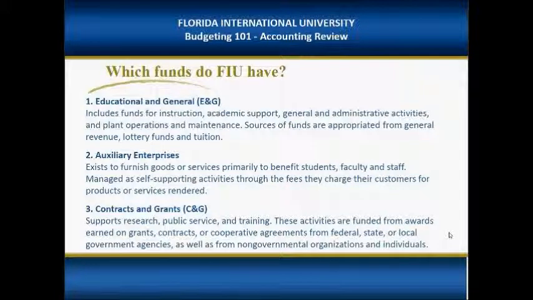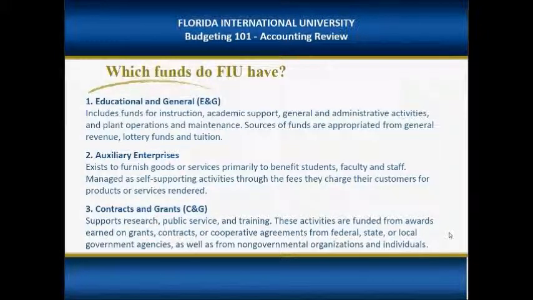Let's talk about some of the funds that we have at FIU. We have several. The first one that comes to mind is E&G, Educational and General. This includes funds for instruction, such as faculty costs, academic support, such as advising, general and administrative activities, such as UTS, legal, HR activities, and plant operations and maintenance, space costs, utilities, janitorial. Sources of these funds are appropriated from several sources.